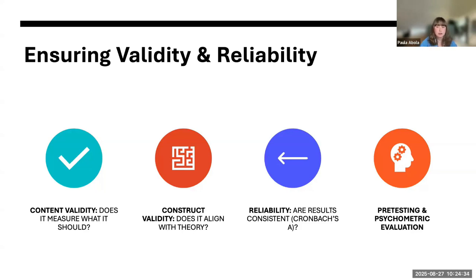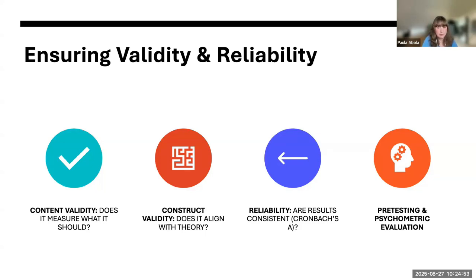Then we have construct validity, which checks if your items really measure the concept that you are interested in. For instance, if you're measuring depression, you will use a tool like PHQ-9, and that makes sense because it is based on established criteria for measuring depression.